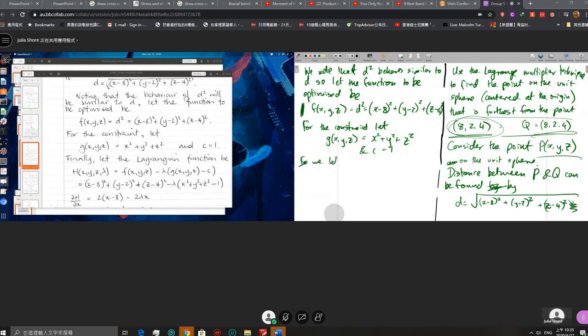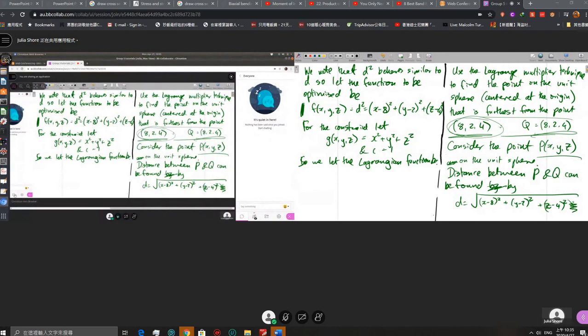So we let the Lagrangian function be... Lagrangian function. My microphone's still working. I'll just check that quickly. Yeah, it's still working. Cool.